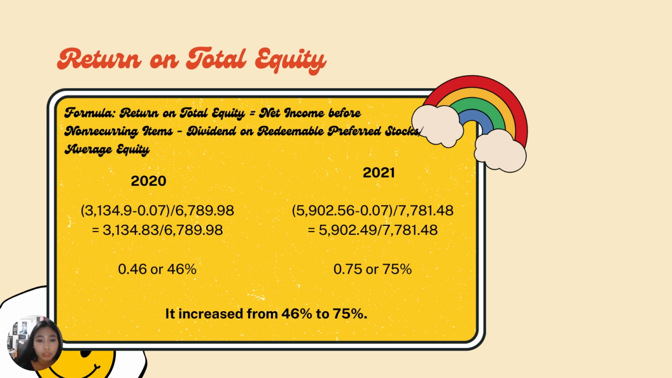So sa 2021 naman is 5,902.56 minus 0.07 divided by 7,781.48 equals 5,902.49 divided by 7,781.48 equals 0.75 or 75%. It increased from 46 to 75%. And that's all. Thank you very much.